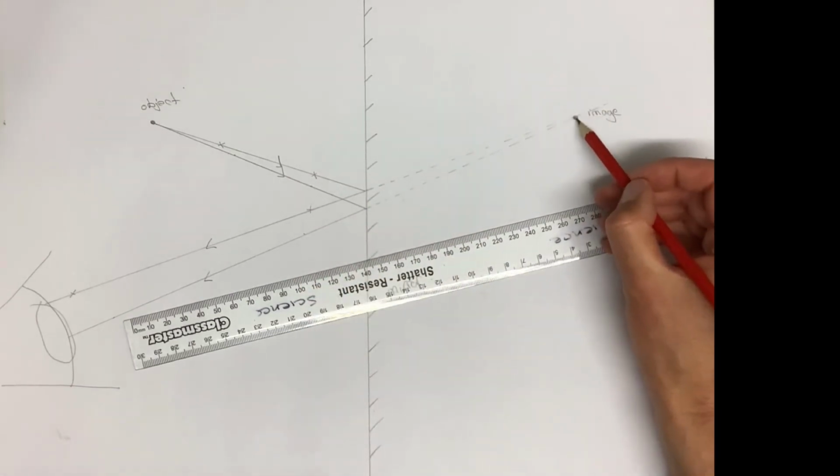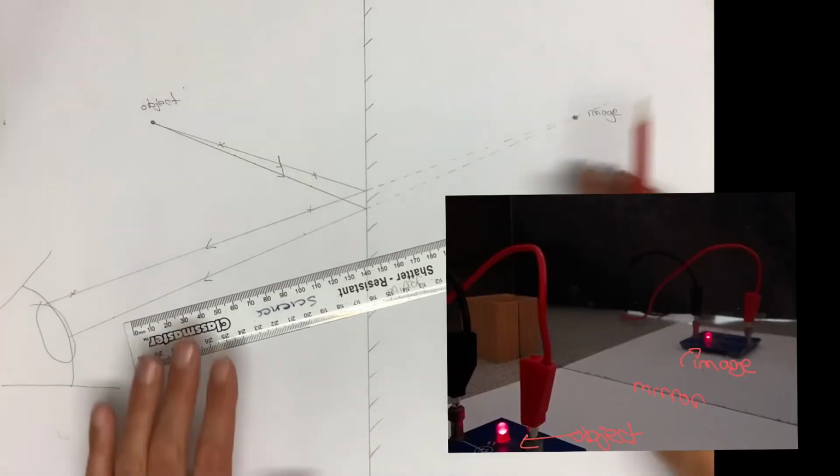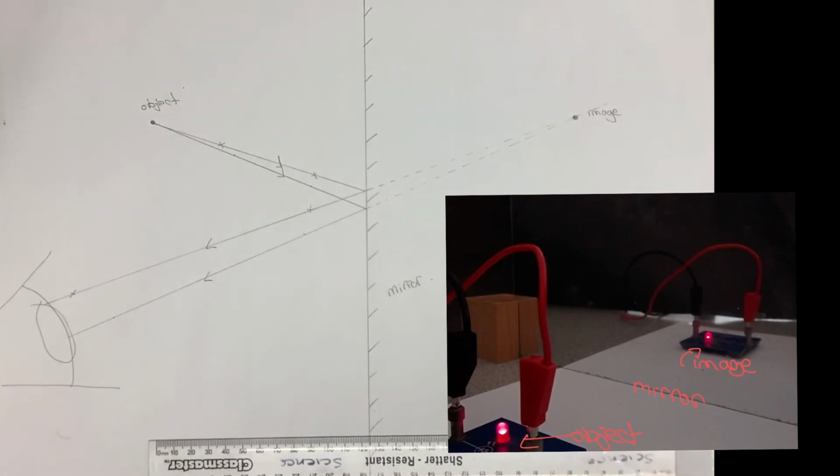And hopefully you can see that these two virtual rays cross roughly where we had marked the image was. So that shows how you can go from a real situation of a plane mirror and go to a ray diagram to show why the image forms in this position.